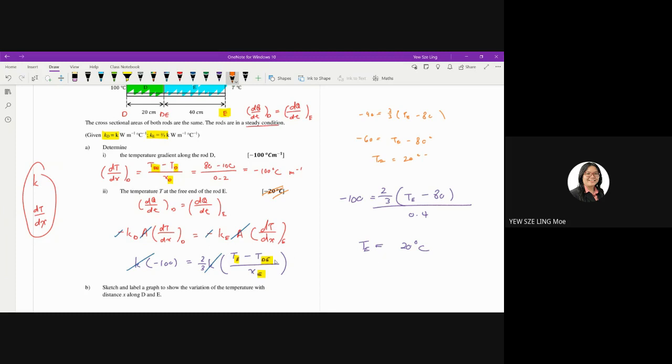Now I give you 2 minutes to write it down first before we go through how to sketch the temperature gradient graph. Make sure you know how to simplify the equations: the variables that can be cancelled out, and the variables that you have to keep in your equations when it comes to question number 2.